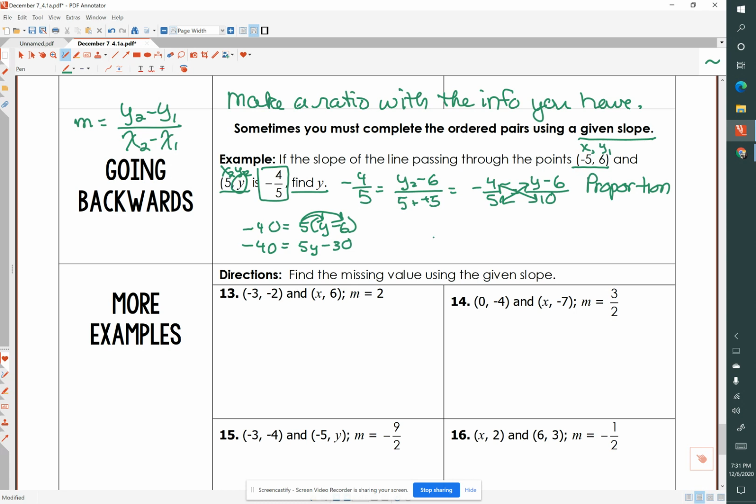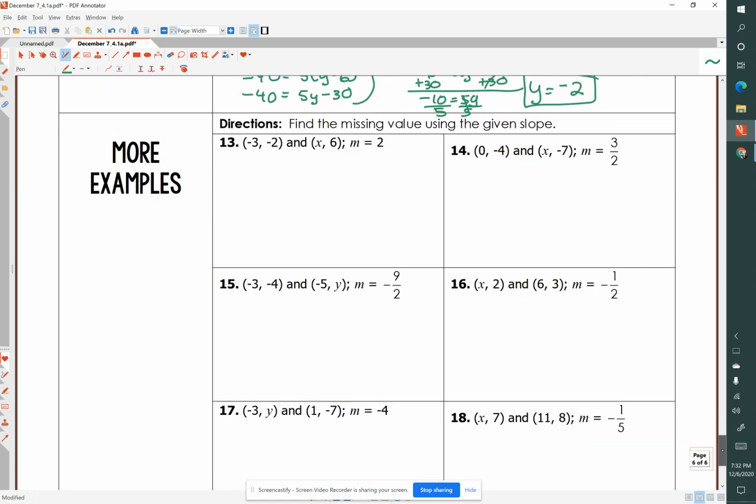And then we just solve for y. So negative 40 equals 5y minus 30. So let's add 30 to each side. And that would give us negative 10 equals 5y. Divide both sides by 5, and y equals negative 2.